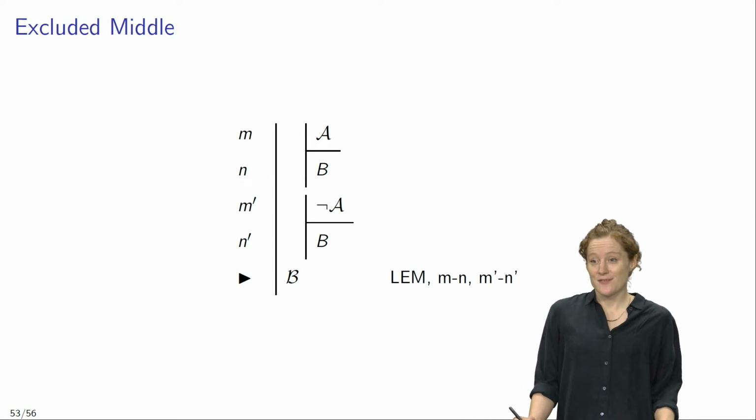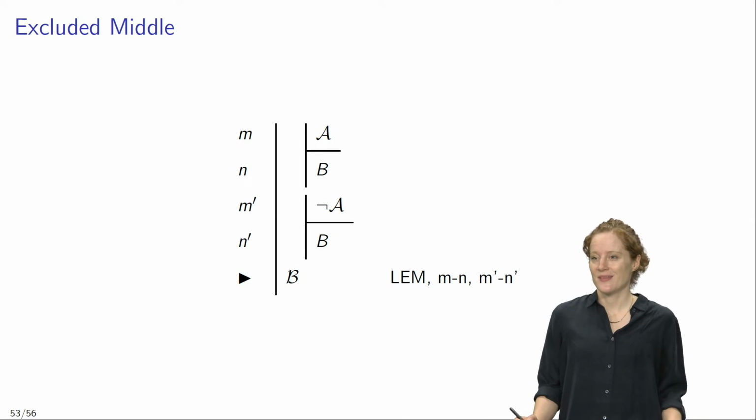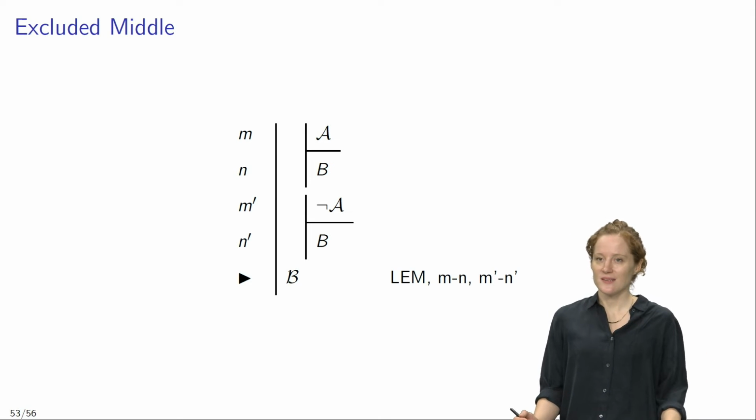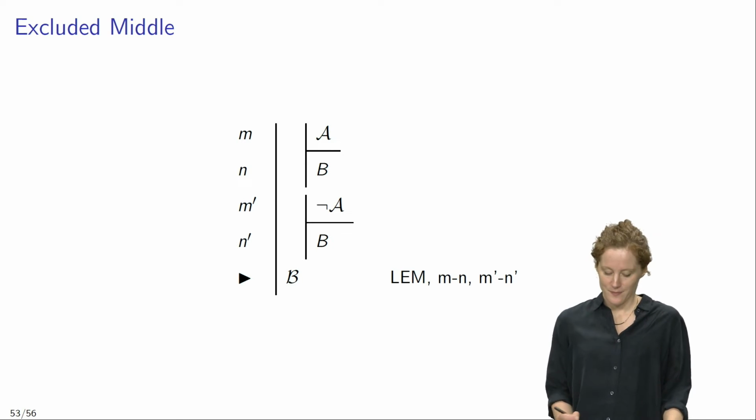Our next derived inference rule is a little more complicated. It is called excluded middle. And excluded middle is based on the thought that either A or not A must be true. And then excluded middle formally goes like this.